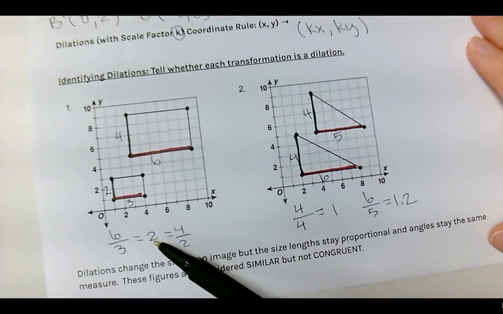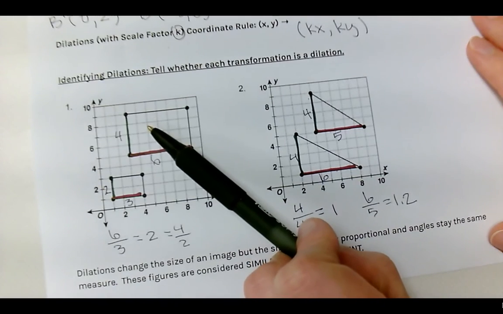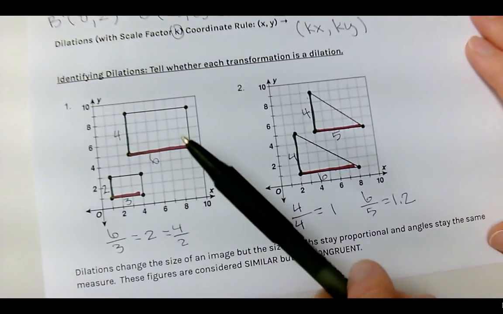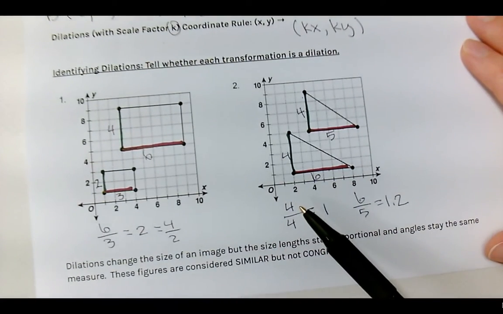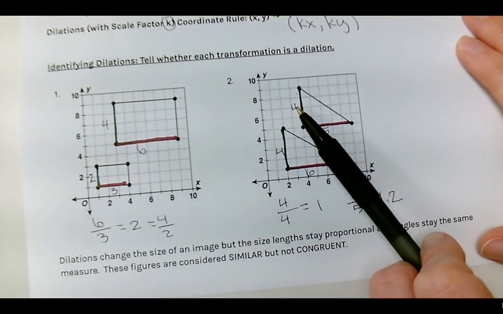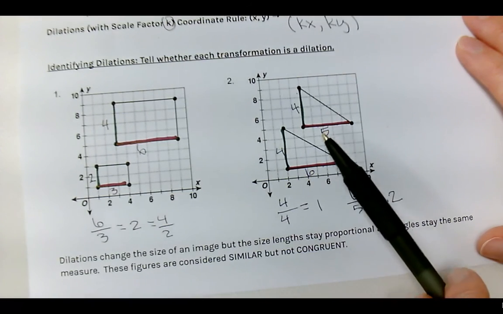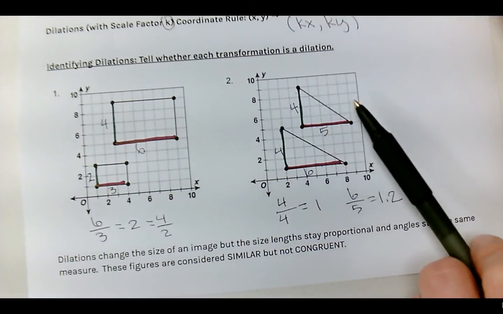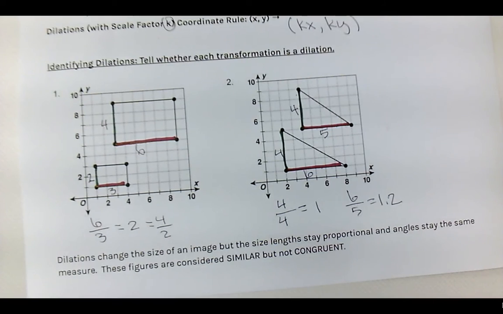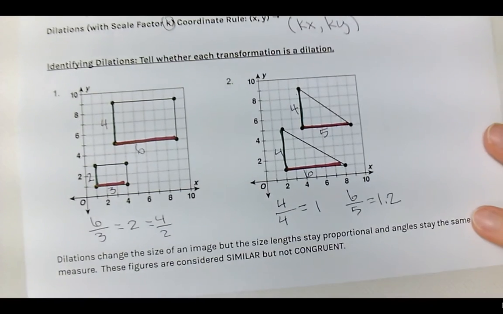So on this first one, our scale factor was 2 if I'm going from the smaller to the larger. And so since that scale factor existed and both of the side lengths were multiplied by that, it is a dilation. On number 2, though, you didn't use the same number to multiply. 4 times 1 was 4, but 5 times 1.2 is 6. I said that backwards. So those aren't the same. You're not multiplying by the same number, and therefore it's not a dilation. Just because it looks the same doesn't necessarily mean it's a dilation. You have to look for that scale factor and look to see that those ratios are the same.